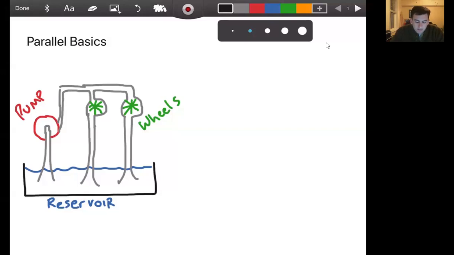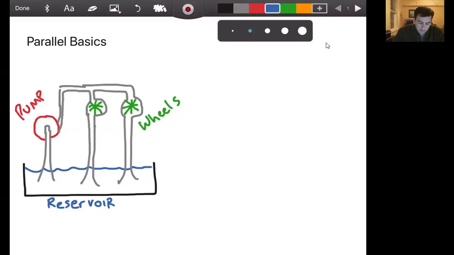Starting with the basics, using the same analogy as we did with series, we discuss water as a way to understand conceptually what's going on with the electrons as they flow through our circuit. Again, we have the same setup: a reservoir filled with water, a pump shown in red, and two water wheels shown in green. In this case, we have two water wheels instead of just the one, and they are aligned in what's called a parallel configuration.